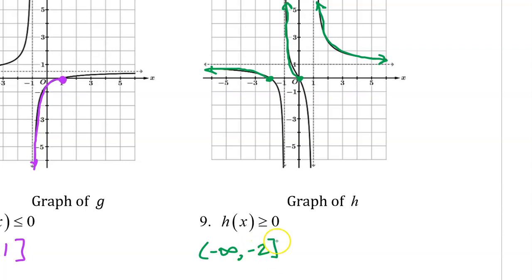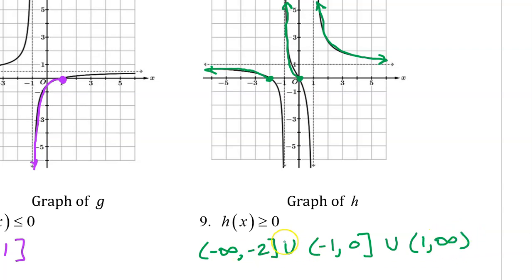With a bracket, for the same reason I have a closed circle. Union. This middle interval goes from negative 1 to 0. The negative 1 gets a parenthesis because this is a vertical asymptote and the function never actually touches it. The 0 gets a bracket, for the same reason I put a closed circle there, or equal to 0. This is included. Union. And this last branch right here goes from 1 to infinity with a parenthesis on the 1 because it's a vertical asymptote and the function never actually touches it.